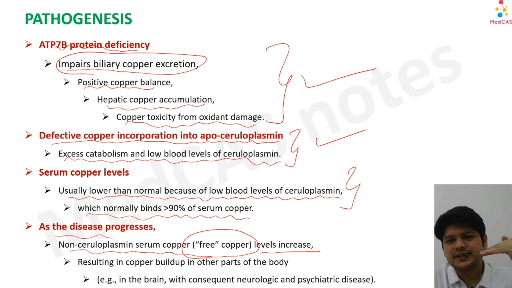Okay, see, if it is in circulation, ceruloplasmin is going to take care. But when the free copper increases, it gets deposited in the brain, causing neuropsychiatric symptoms and all. There are a lot of them. It's a very wide clinical spectrum of Wilson's that we'll be seeing soon.